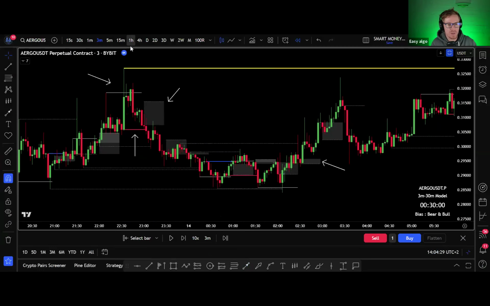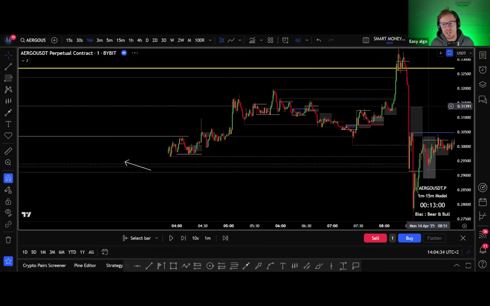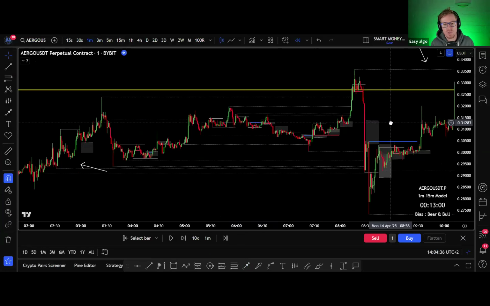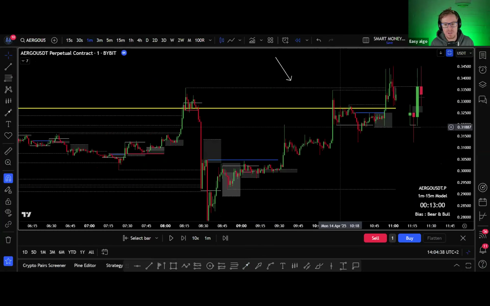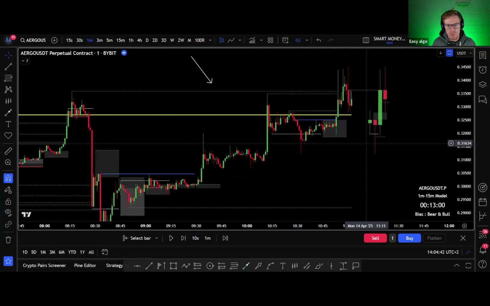Probably if you go into a 1 minute, you'd find a target. So if you don't see a relevant target on the time frame you're on, just drop to a lower time frame and you will see, there you go. You can see now all of a sudden we've got a lower time frame liquidity level. Remember, this tool, this methodology is fractal in nature. So you can jump from one time frame to another. You can zoom up, you can zoom down.